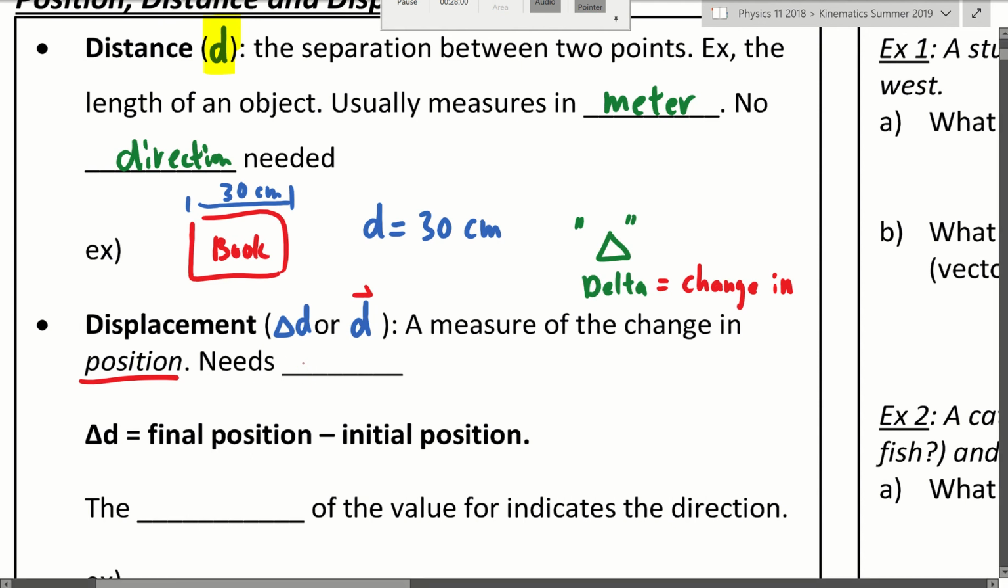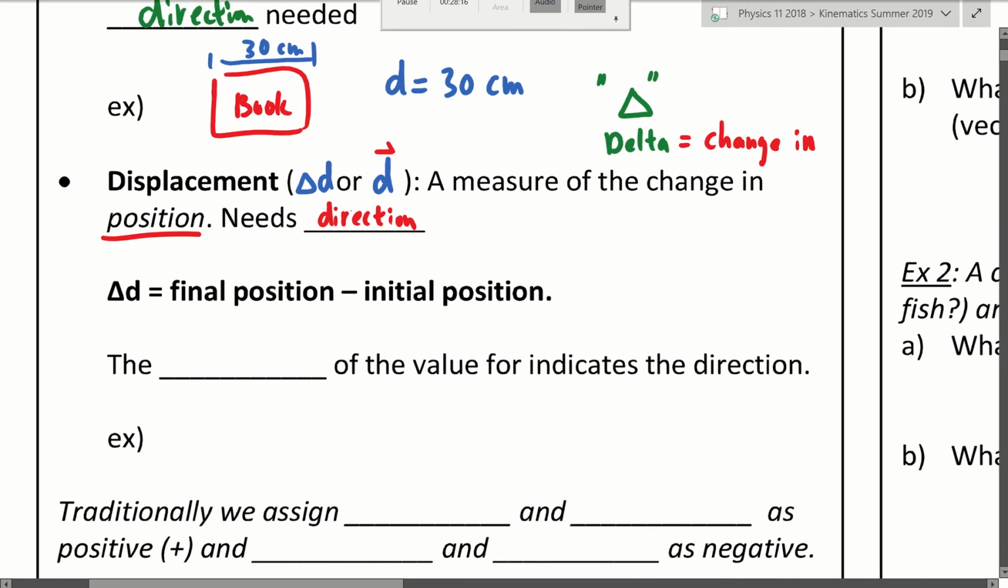Maybe it's 10 meters up, so it's in the ceiling. Maybe it's 10 meters down, so I bury it under the ground. Maybe it's 10 meters to the left, to the right, to the south, to the north, right? Maybe it's something 30 degrees south of east. So you need direction. Otherwise, your change in position makes no sense.